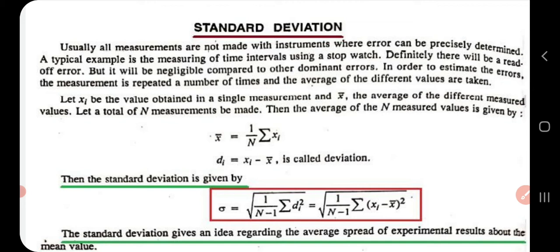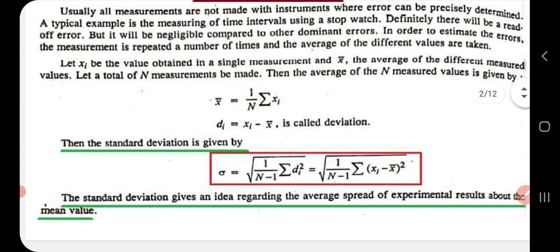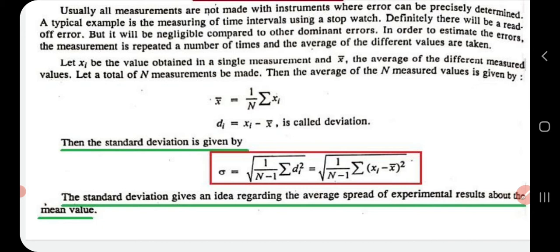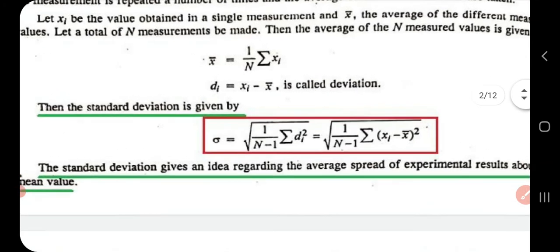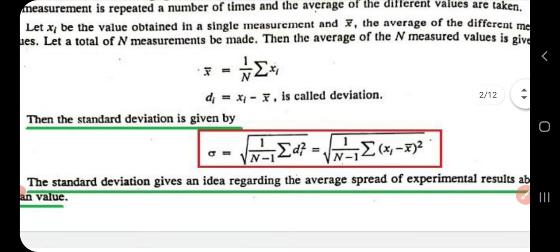So in order to estimate the errors, what we do is we repeat the same experiment a number of times, and then we take the average or the mean value of the readings that we have taken. Let xi be the value obtained in a single measurement, and let x bar be the average of the different measured values. Let n be the total number of measurements made. Then the average of the n measured values, as you know well, is x bar equal to 1 by n sigma of xi.